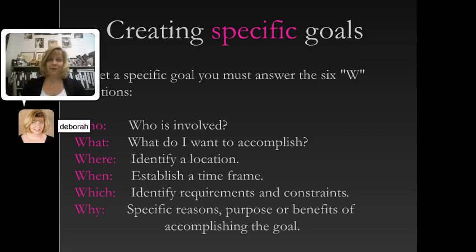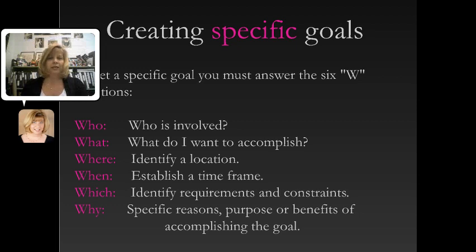I've seen a lot of students over the years engage in what I call magical thinking. They say, oh, I'm just going to do better this year. But that idea of doing better isn't really specific. To have a really specific goal, you need to understand what the 6 W's are. Who's going to be involved in helping you do better? What exactly is it that you want to accomplish? Are you trying to raise a grade by 5 points, by 10 points, by 30 points?